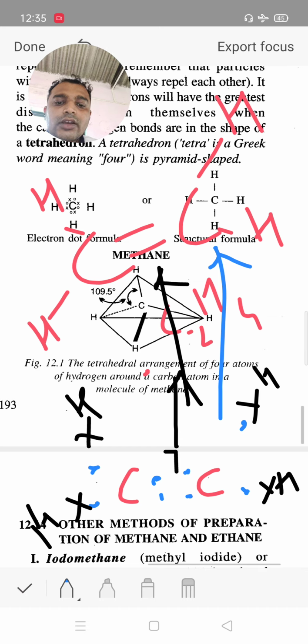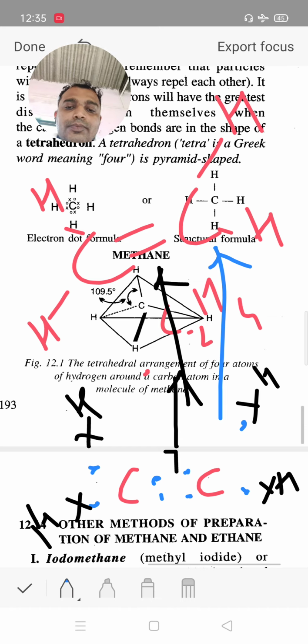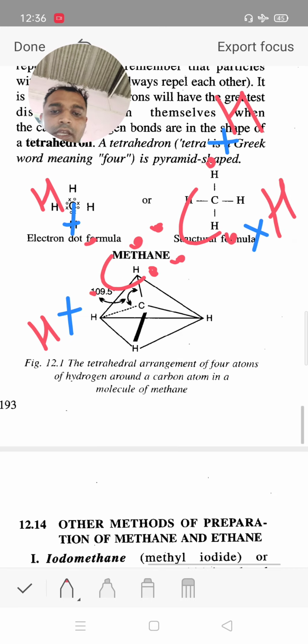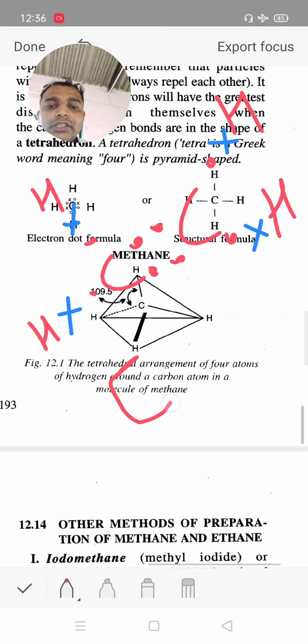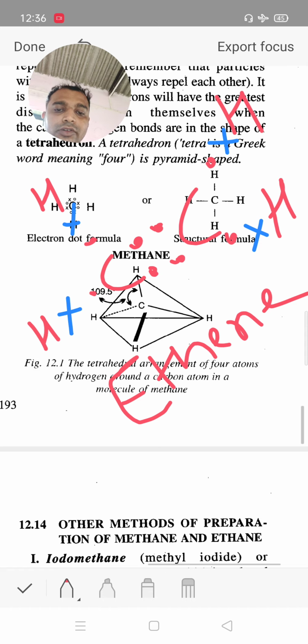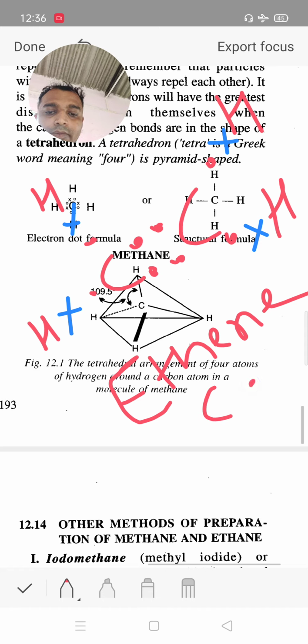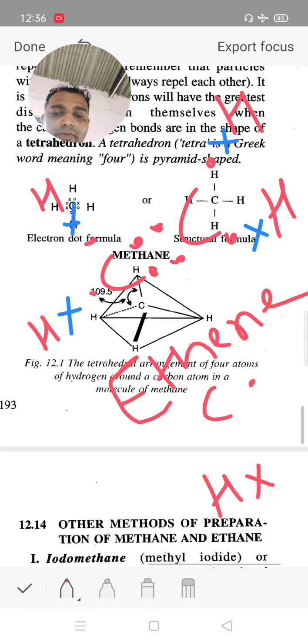These are unsaturated compounds having covalent bonds. Alkenes also have covalent bonds, and alkynes also have covalent bonds. This is the electron dot structure of the molecule. Carbon is present in the form of dot and hydrogen in the form of cross.